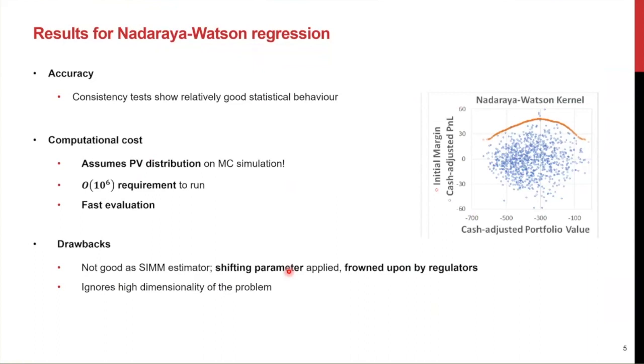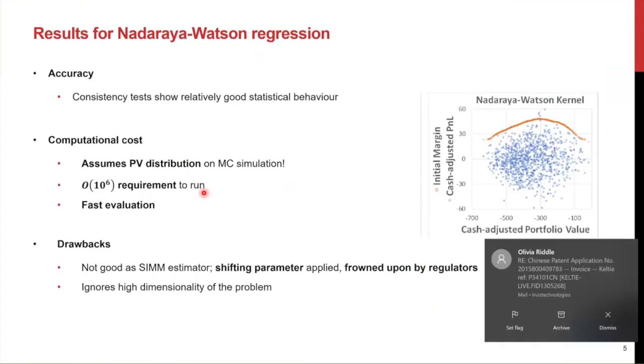Then comes the computational cost. So it assumes having a distribution of PVs throughout the Monte Carlo simulation. So it's something close to a 10 to the 6 requirement. Of course, this can always be thinned down, but still you have a pretty heavy burden that you incur. But once that's done, it's a very fast evaluation. As we know, regressions are very fast to run and actually relatively simple to train, given that they tend to have analytic solutions.